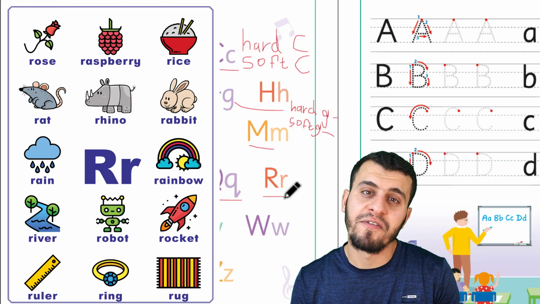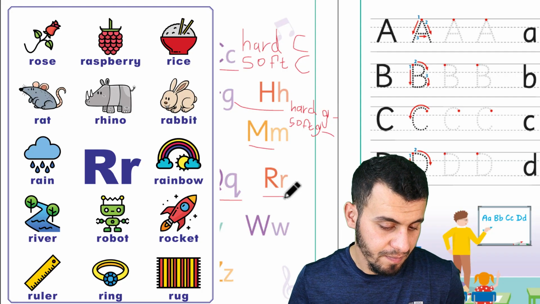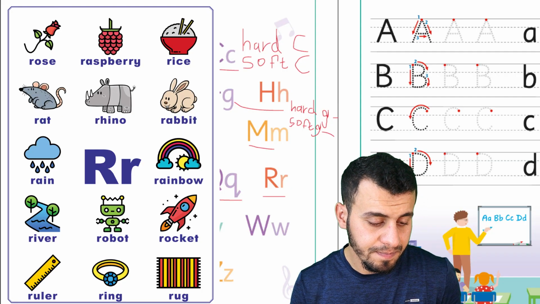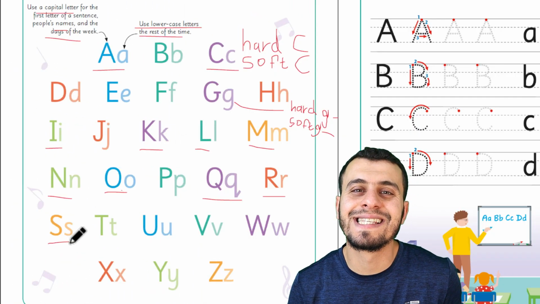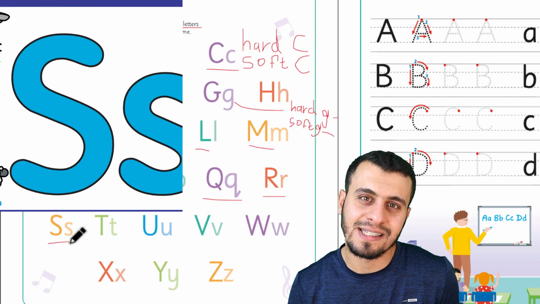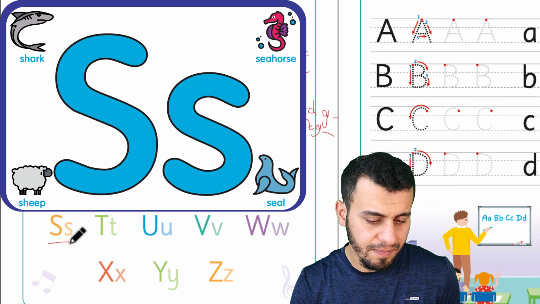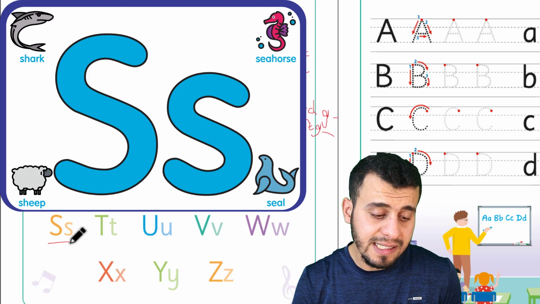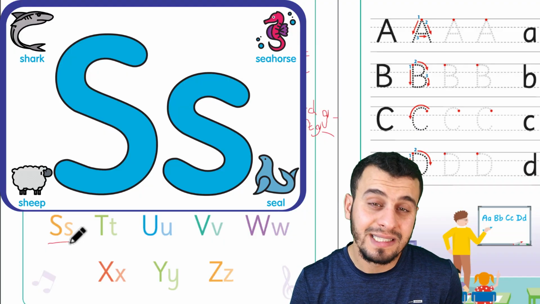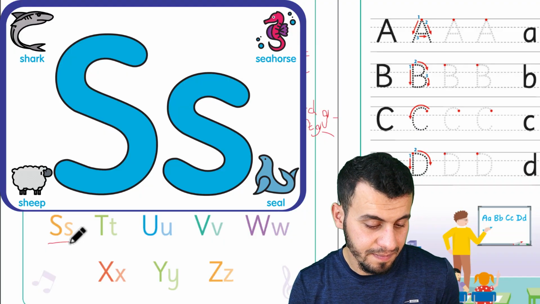Okay? For example, river. Okay? Red. Red. S says s. S says s. Okay? S usually s. And T says t. T says t.